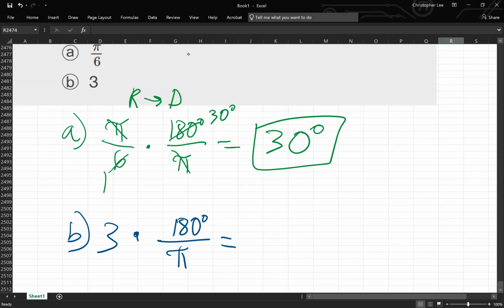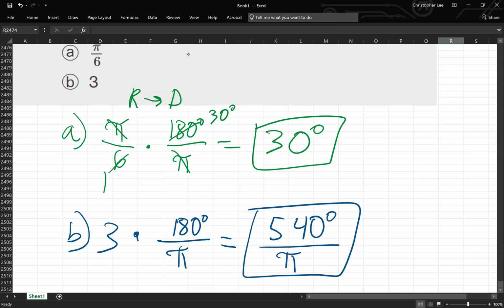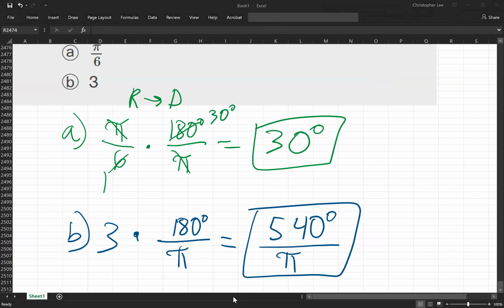180, 180, I know that's 360. 360 and 180 is what? 540? All right. So that's 540 degrees over pi. If you have a calculator, you could divide it and get some other number, but whatever. This is what I would take. That's simple. Web work will take that too. I just want to simplify. That's simplified for me. I'm good.